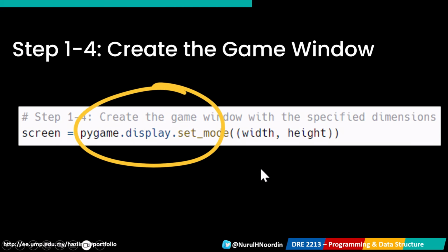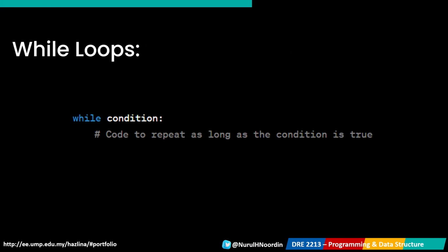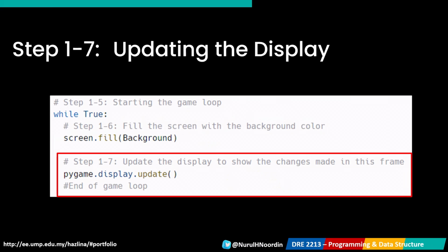This window is where our game will be displayed. We use an infinite loop to keep the game running until we decide to close it. A while loop in Python is like a repeating command. It keeps doing something as long as a certain condition stays true. We do this by filling the entire screen with the background color. Same code as before. Once we have drawn everything we want to show in this frame, we need to update the display to make it visible to the player.